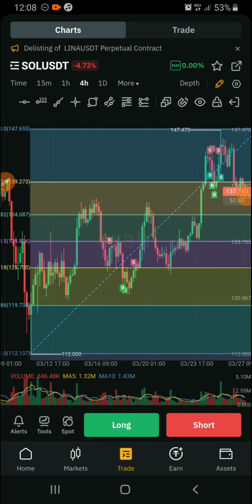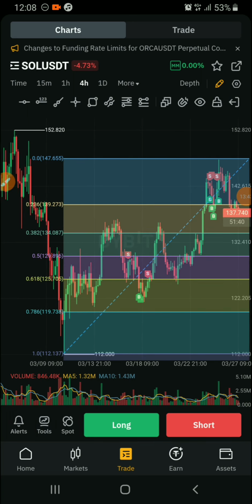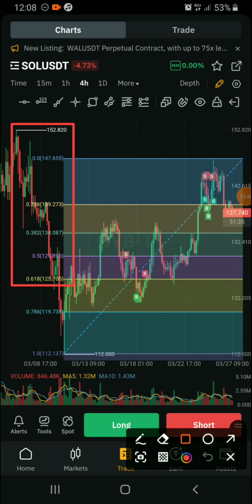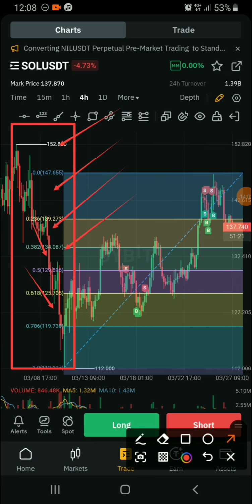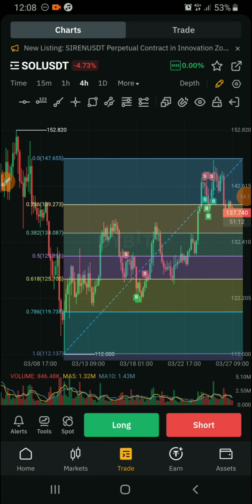So you're going to see a list of numbers right here. Let me zoom out a bit so that it can fit our screen. You're going to see 0.0, then 0.236, 0.382, 0.5, 0.618, 0.786, right? These are all numbers that are very, very important whenever you are using the Fibonacci retracement indicator. So I'm going to explain what all these levels stand for, one after the other. Guys, listen to this, please. This is one of the most important parts of this video, right?